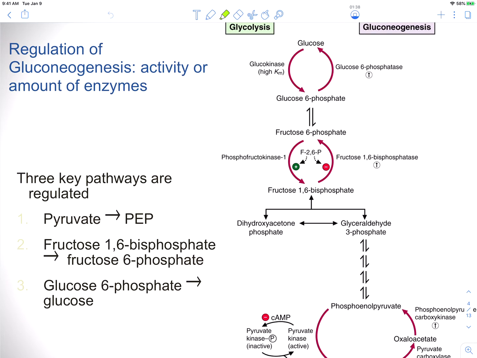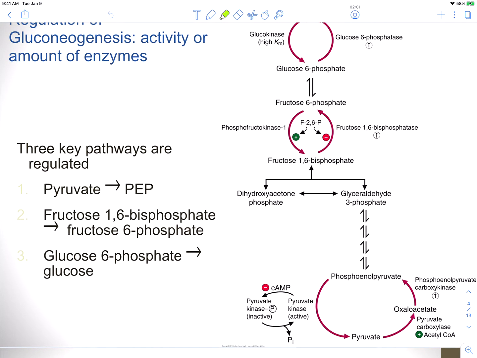Okay, so the regulation is going to be based on the activity of enzymes or the amount of enzymes present. The three key steps are, of course, pyruvate to phosphoenolpyruvate, fructose 1,6-bisphosphate to fructose 6-phosphate, and then glucose 6-phosphate back to glucose. So all of these are going to be tightly regulated.